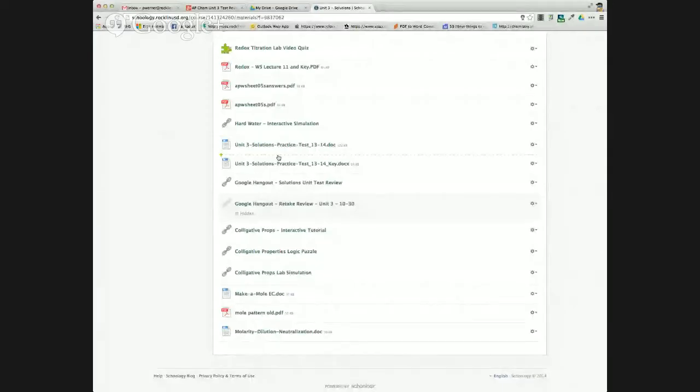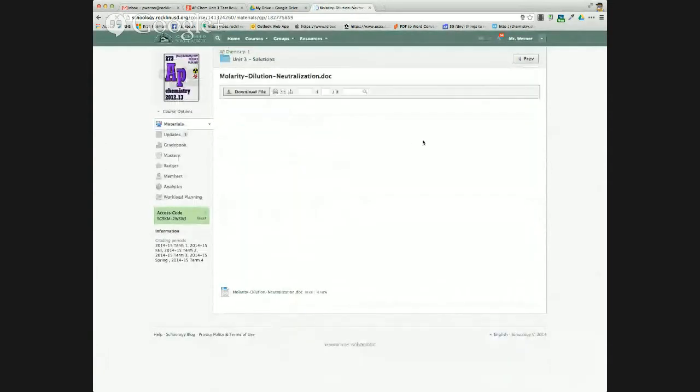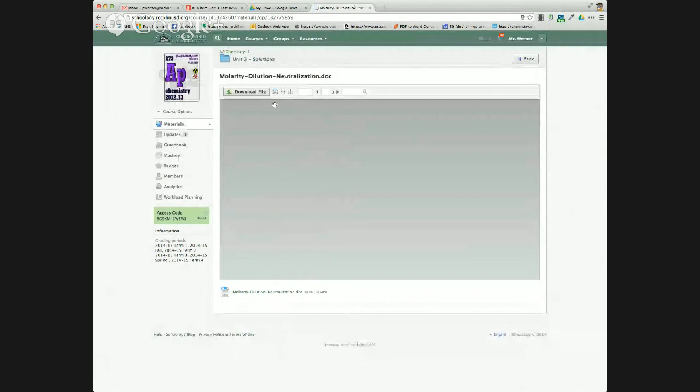It is that one. That is the one. I'm just going to assume, unfortunately, because I can't understand the single words, that's what you mean. So you mean at the very bottom, the molarity dilution neutralization worksheet. So let's just open that one up and take a look at it.